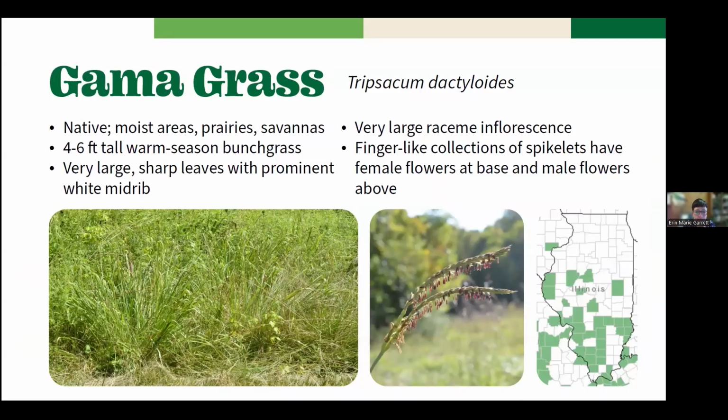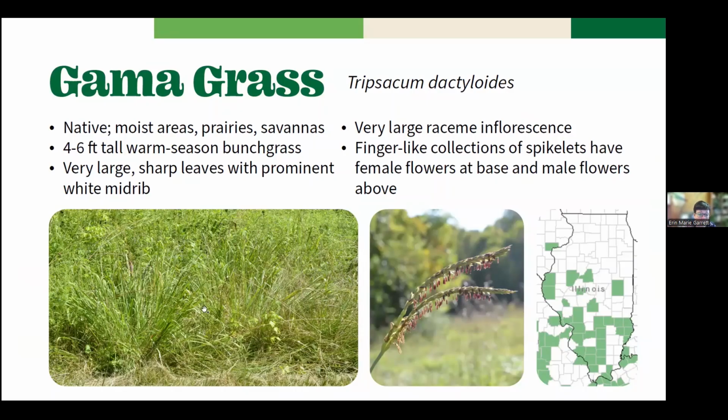Okay, we're going to move on to Gama grass. Gama grass is another robust warm season bunch grass that I feel like is underappreciated in our prairie landscape, maybe because it's not as widespread across the state. Definitely more of a Southern Illinois grass. But it's fantastic and it has a really interesting growth form. It does like a little bit moister soil, so you can find it in areas with more moisture, but as well in prairies and savannas.